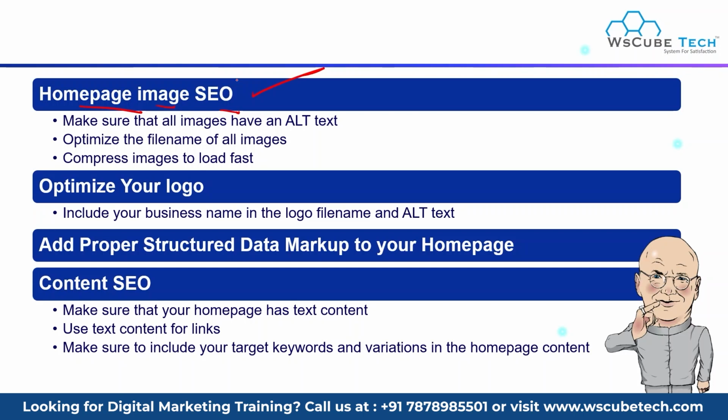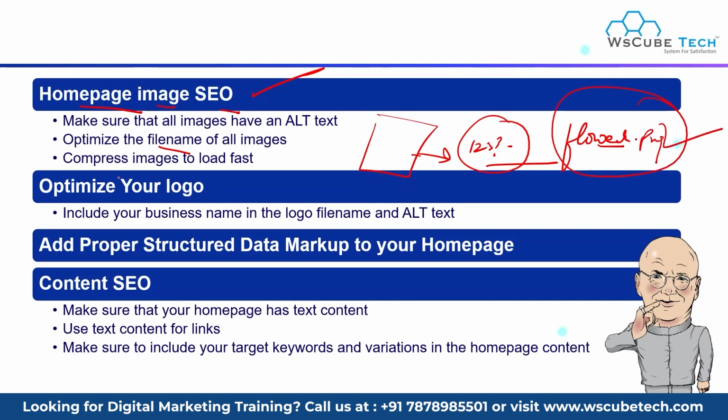Make sure that all the images have an alt text, and you have to mention your targeted keyword in your alt text also. Optimize the file name. For example, if you have any image, you have to mention that image name. Instead of using 1, 2, 3, this type of name, you can simply use a particular file name, that is flower.png. Then you have to compress the image first, because if your image is large, your page load speed will be impacted. So you have to compress your image to load faster.